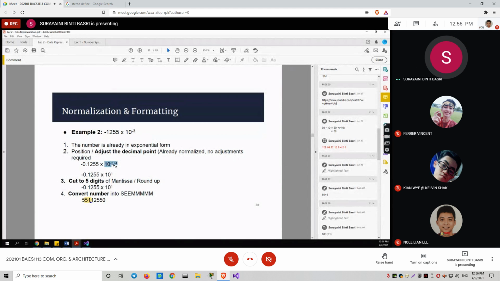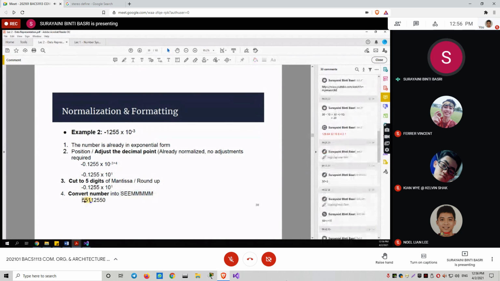So for this, negative 3 plus 4 equals 1. Okay, so we can get its floating number representation. This one, we cut it to 5 digits, but since this is less than 5 digits, there is no need to cut anything. After that, we convert this to this format. So why is this 5? Because the first digit represents the sign of the mantissa. This mantissa is negative, so it is 5.